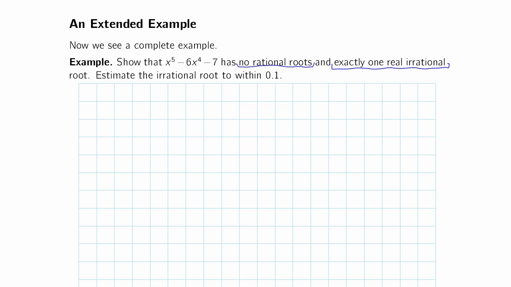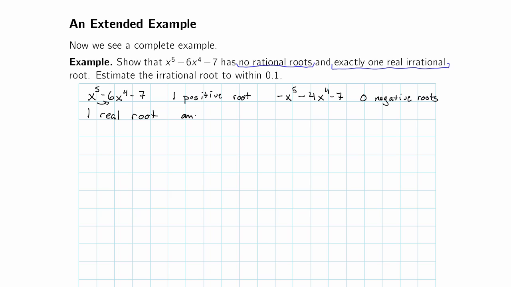So first we're going to use Descartes' rule of signs to analyze what real roots this polynomial actually has. Our original polynomial has one sign change, so we have one positive root. If we plug in negative x, that just changes the sign of that first term, because everything else has an even power of x. This has no sign changes, so we have no negative roots. So we know we have one real root, and it's positive.